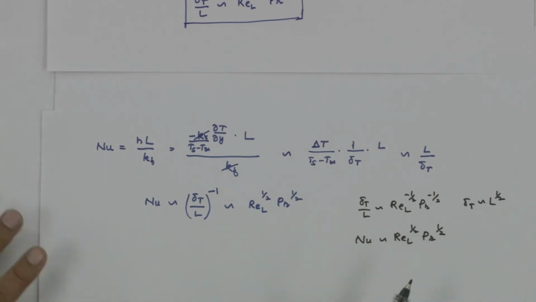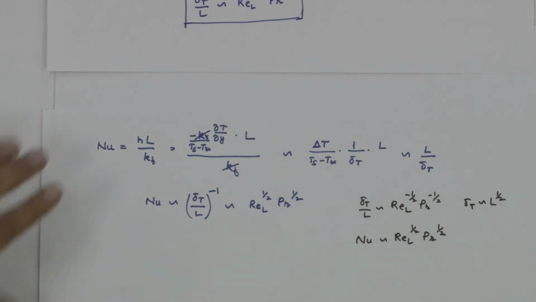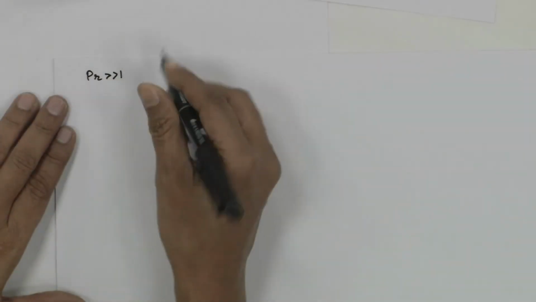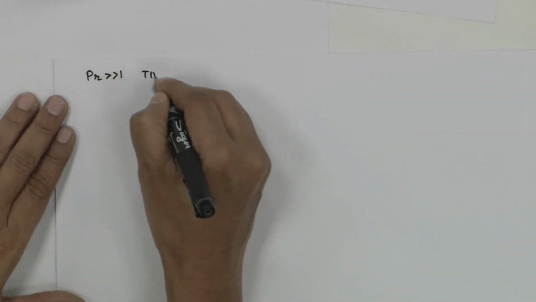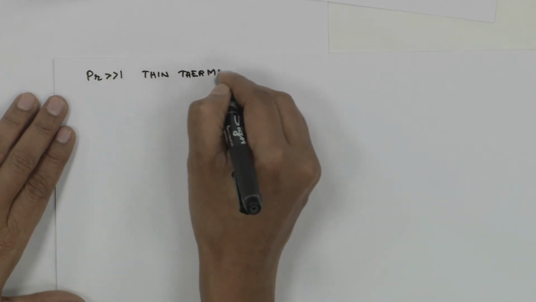Okay. So next, in the next case, what we are supposed to do is we are supposed to take up Prandtl number greater than 1. That is what we call as thin thermal boundary layer.